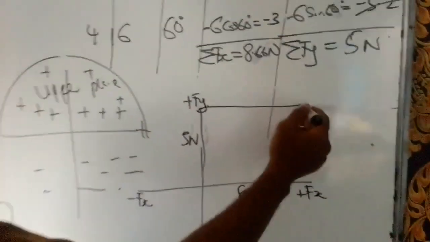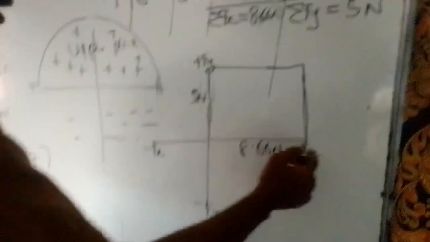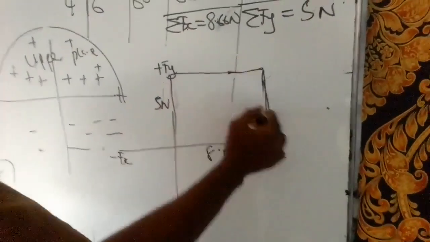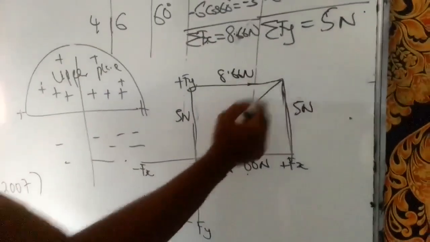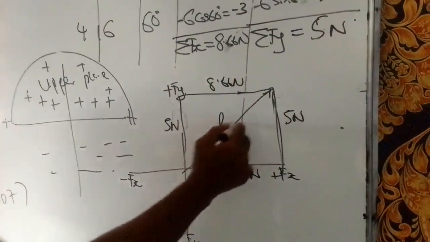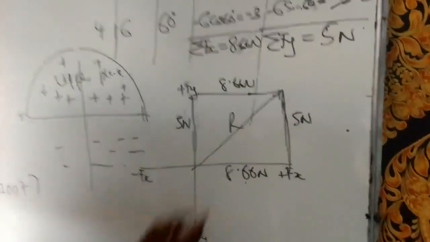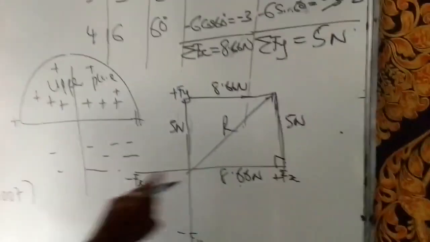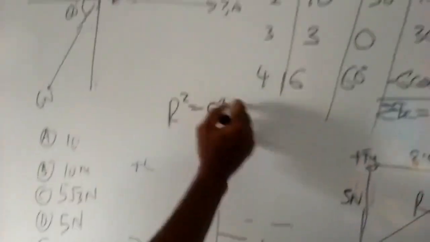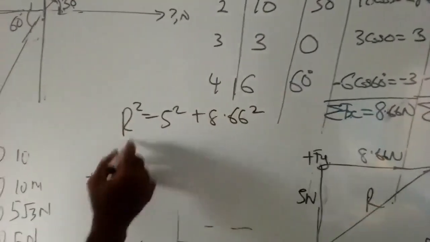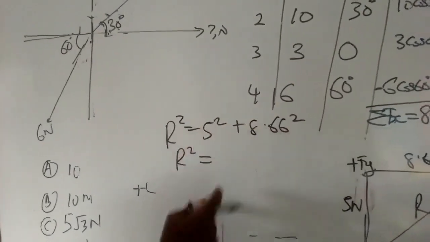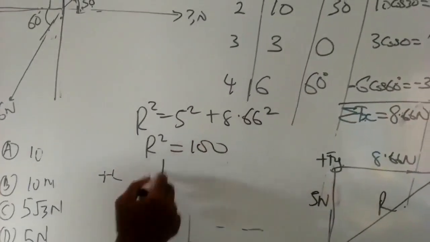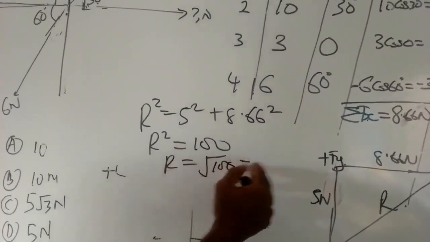We enclose it in a rectangle and then find our resultant. Here is 5, here is also 5, 8.66, 8.66. So we draw a diagonal, and the diagonal becomes the resultant, or Fr. Taking Pythagoras theorem, we have R squared equals 5 squared plus 8.66 squared. R squared becomes approximately 25 plus 75, which is about 100. So R becomes the square root of 100, and that will give us 10 Newton.